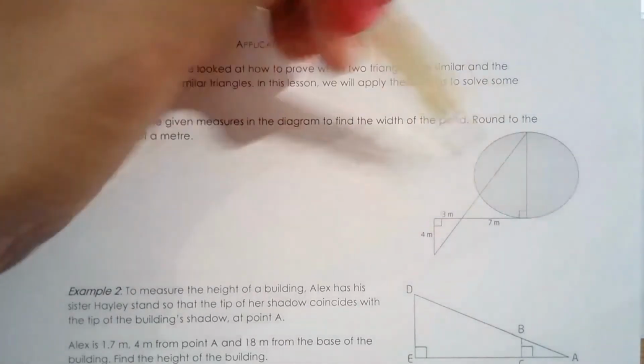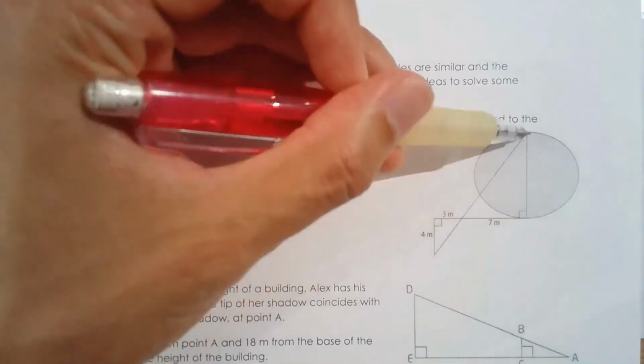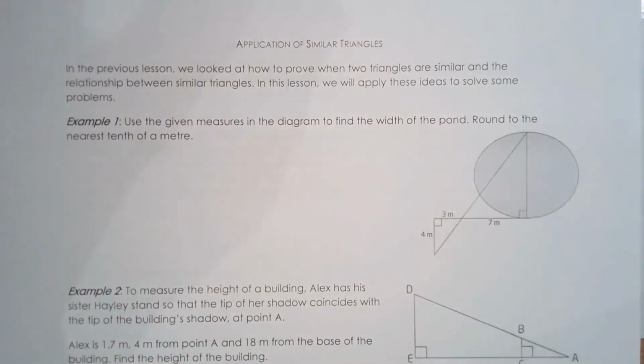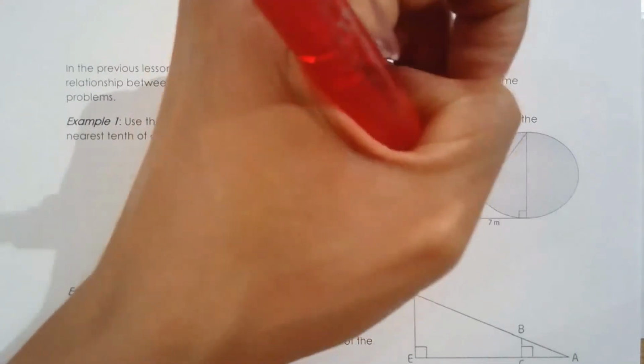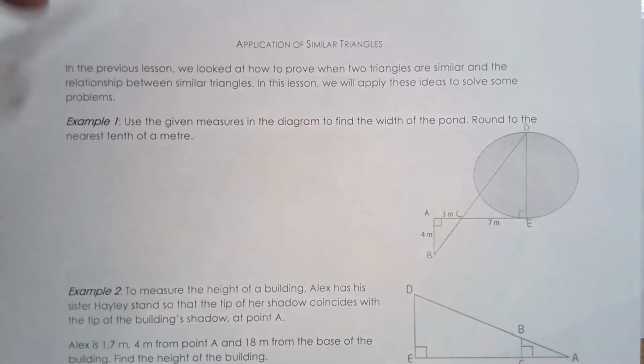So we have these measurements here. We want to find the width of this pond. Okay, so let's add some labels here. Triangle A, B, C, D, E. Okay, so the first thing I have to add is that we cannot assume that the triangles are similar, nor can you assume that the triangles are congruent.